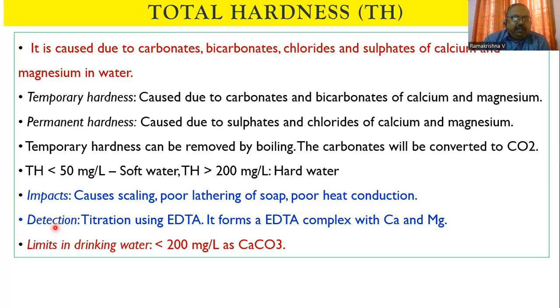And how do you detect it in the lab? We detect it using titration with EDTA. EDTA means ethylene diamine tetraacetic acid. It forms a complex with calcium and magnesium, and that is the end point. The limit in drinking water is 200 milligram per liter as CaCO3. This is what is to be remembered here: CaCO3.